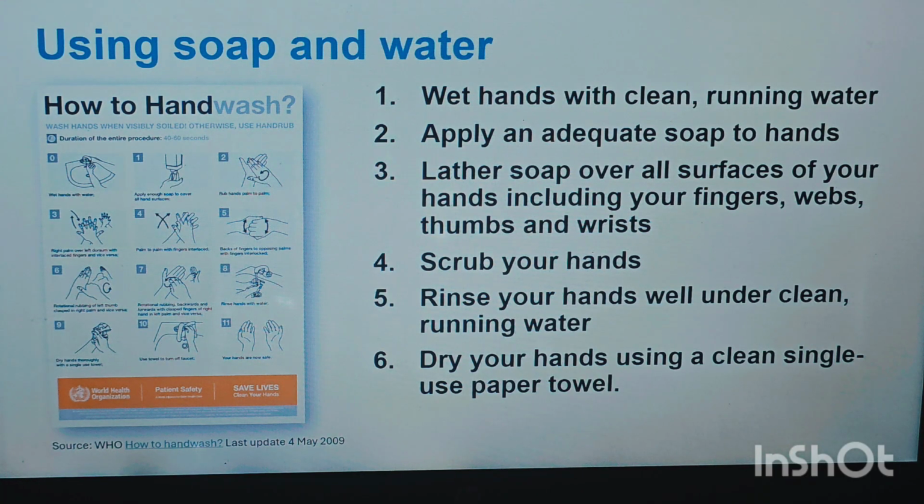How to wash your hands using soap and water? Wet hands with clean running water. Apply an adequate amount of soap to hands. Lather soap over all surfaces of your hands, including your fingers, webs, thumbs and wrist. Scrub your hands. Rinse your hands well under clean running water. Dry your hands using a clean single-use paper towel. The entire procedure duration is at least 40 to 60 seconds.